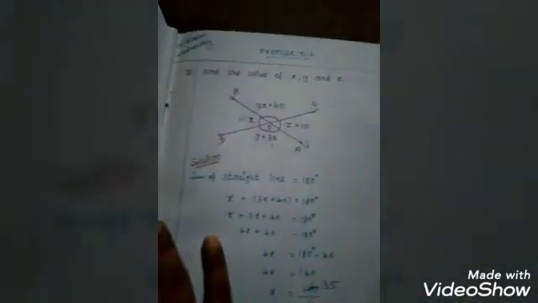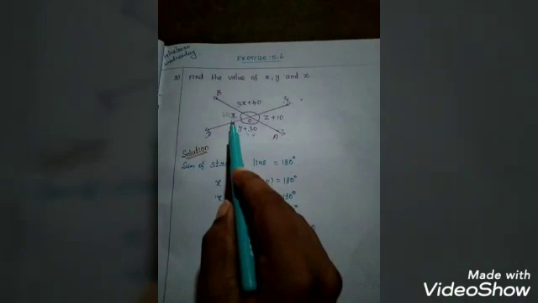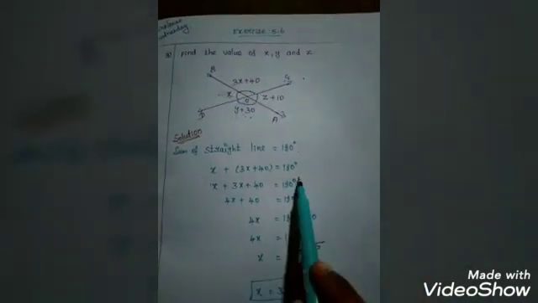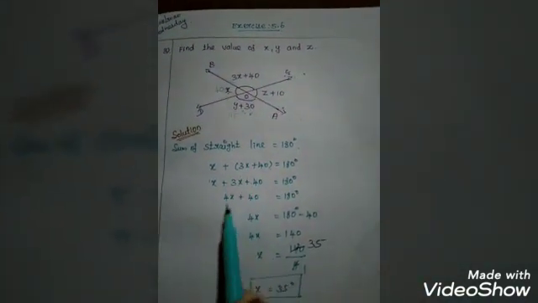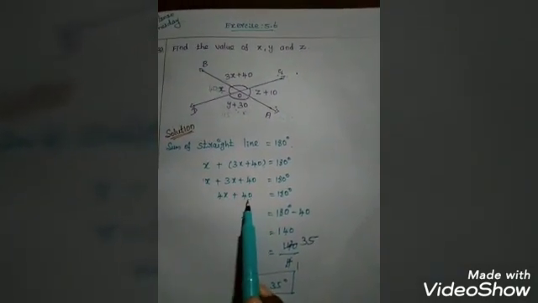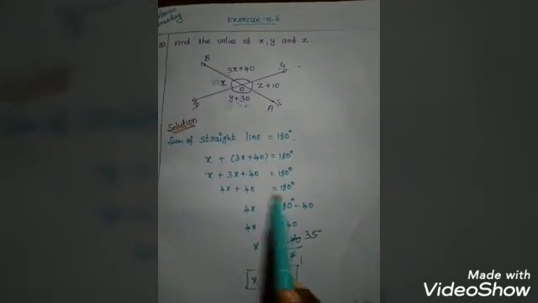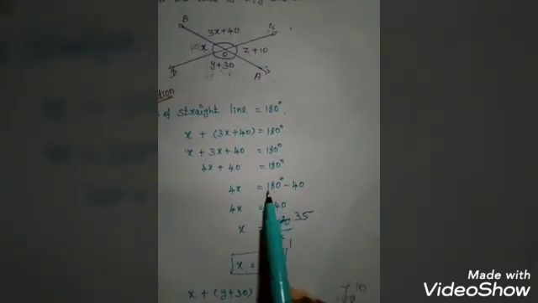So listen carefully. Value of x. Okay, this is the straight line. So add that: x plus 3x plus 40 equal to 180. x plus 3x is 4x plus 40 equal to 180. Here 4x plus 40, both are addition. So this 40, take opposite side, it is minus. So 180 minus 40 is 140.